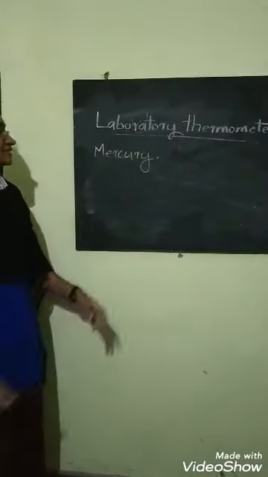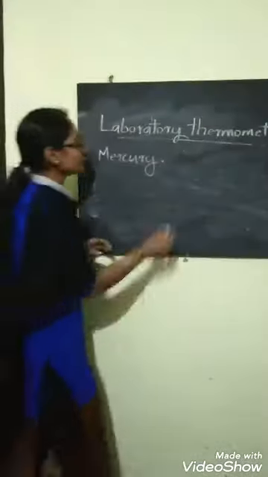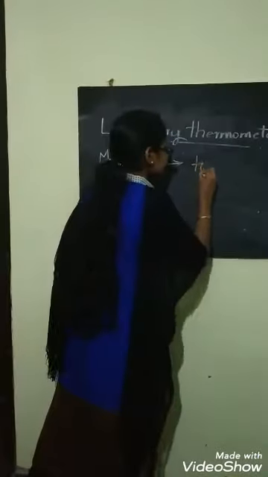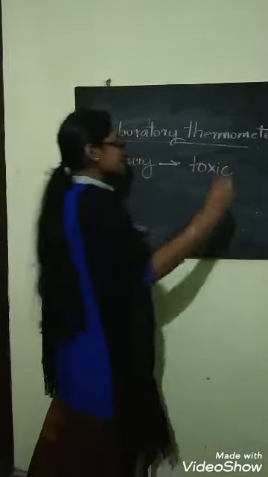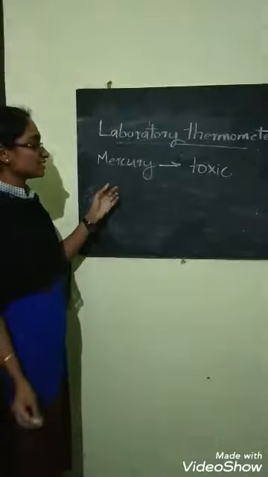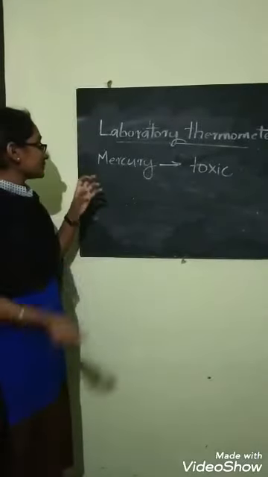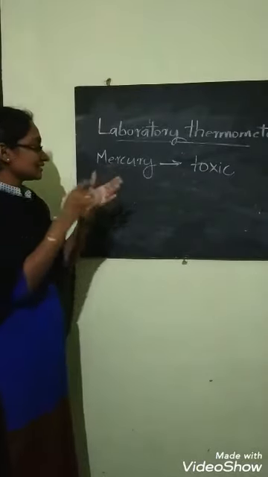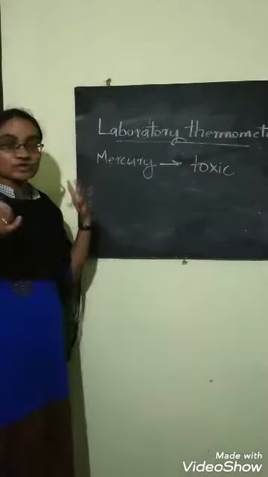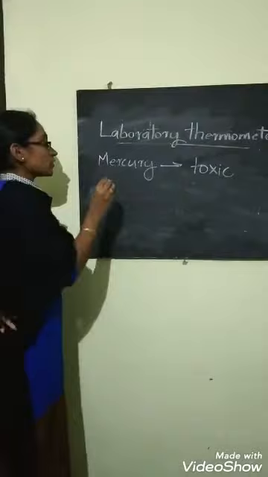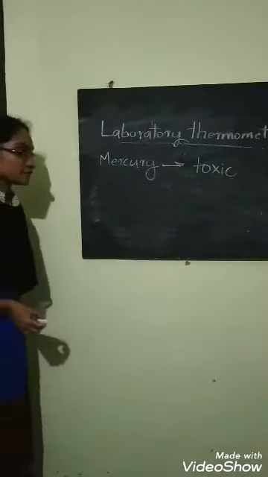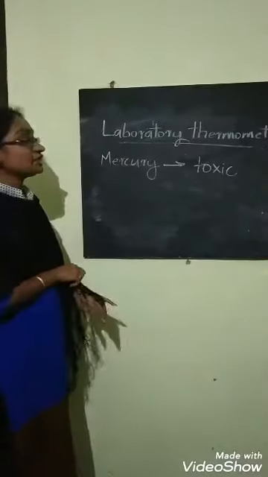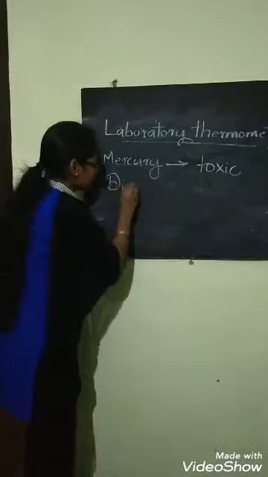But the problem is that this mercury is a toxic, meaning poisonous, substance. And when this thermometer gets broken, it will cause harm to our body or cause some problems in our body. So, because of that, we invented a new thermometer called the digital thermometer.